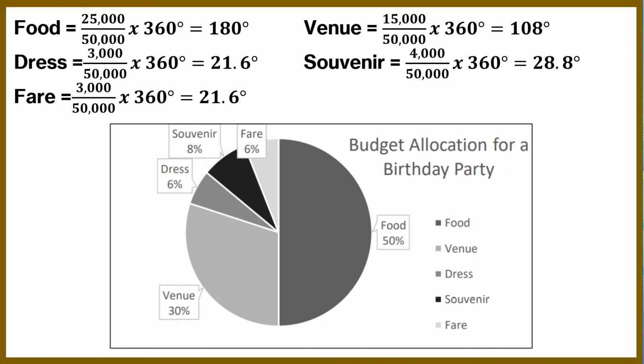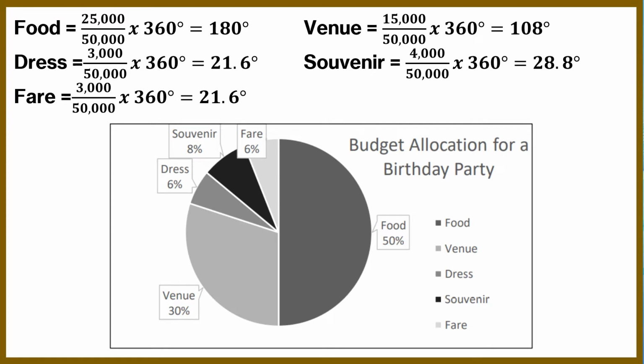Okay, so the title is the budget allocation for a birthday party. Then we have here the legend: food, venue, dress, souvenir, fare. Since this is black and white, if it is colored, you will see the differences in their portions. So, for food, we have 50%. For fare, we have 6%. Souvenir, 8%. Dress is 6%. Venue is 30%. So, how do we get the percentage?